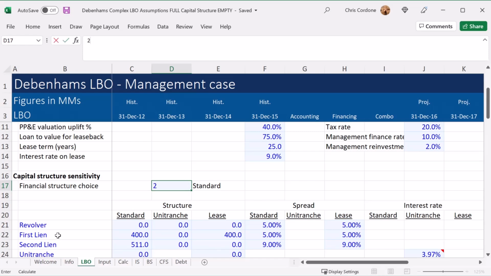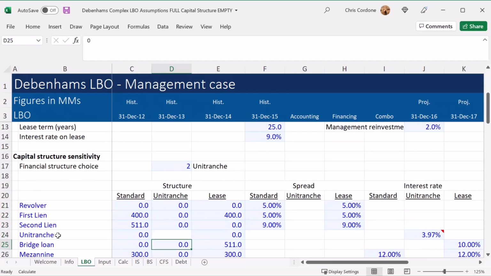Then we have a second choice, which is a unitranche structure, a more modern or current capital structure type that has evolved over the last 10 years or so. It essentially wraps all of the senior and junior debt into one class of debt called a unitranche, that's then provided by one private debt provider with obviously a significant amount of investment behind that.